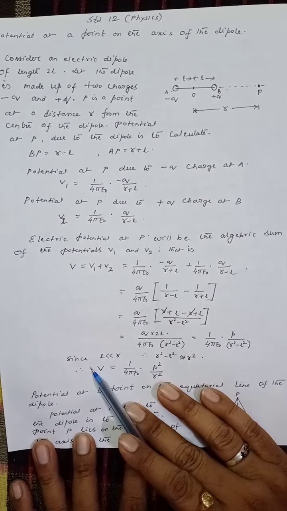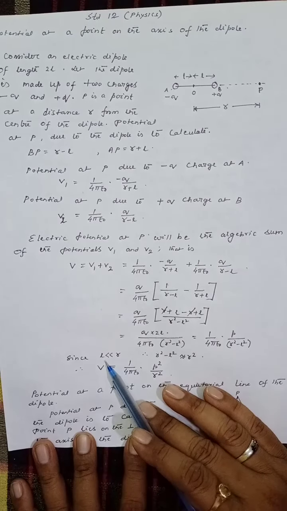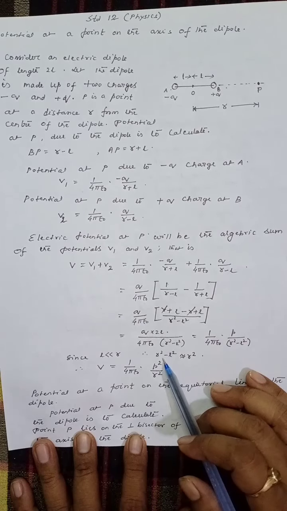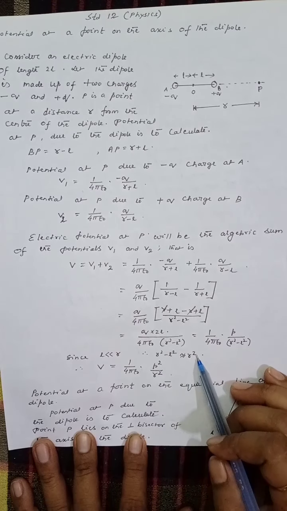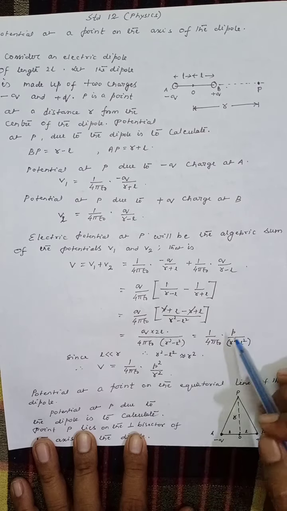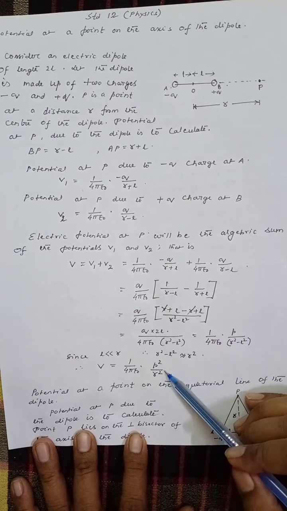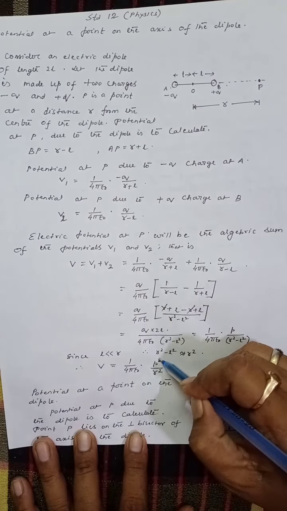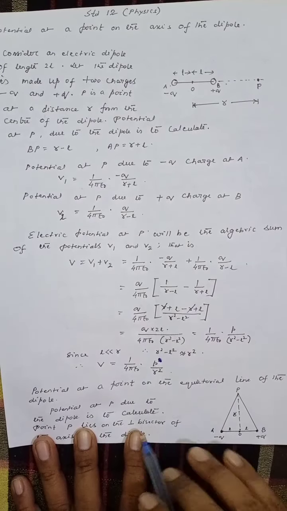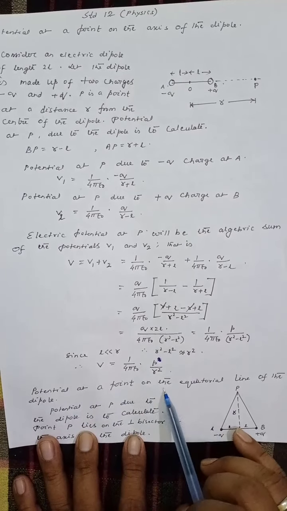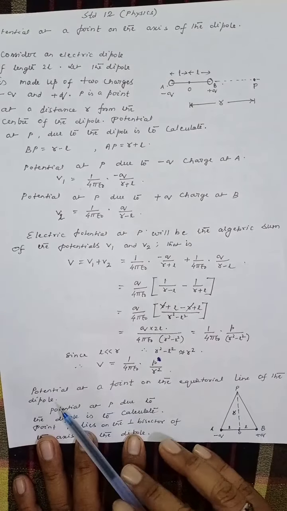Since the length of the dipole is very small, L is very much smaller in comparison to R, hence R square minus L square is nearly equal to R square. So we can write V equal to 1 by 4 pi epsilon naught P divided by R square. Now let us see potential at a point on the equatorial line of the dipole.